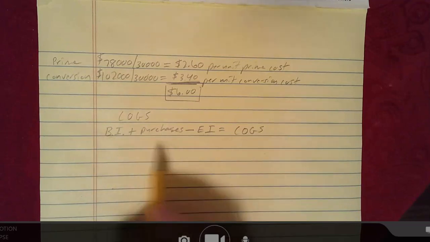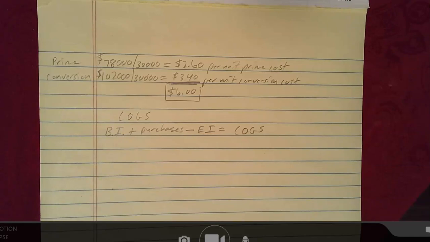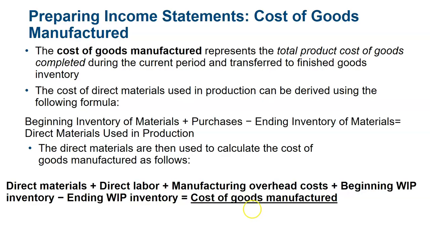Okay, so we've seen this formula before, and if we jump back over here to the slide, we're seeing the same thing again. We want to determine how much we used in materials and production. We'll take our beginning inventory of materials, add purchases, and subtract out the ending inventory of materials to arrive at the amount of direct materials used in production, and that's this part right here, direct materials. Now, we don't have to do that with direct labor. This is a conversion cost as well as a prime cost, so we're just going to add it.